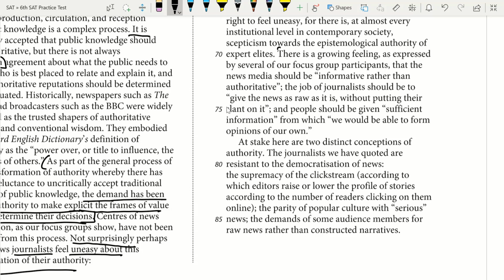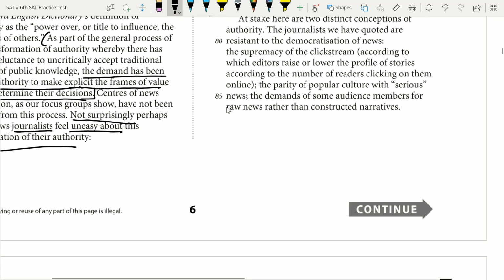Okay, there's a growing feeling, so starting in 70, a growing feeling as expressed by several focus group participants, the news media should be informative rather than authoritative, so just giving the facts. The job of journalists should be to give the news as raw as it is without putting their slant on it. People should be given sufficient information from which they can make their own opinions. So evidence for whatever my answer is going to be 70 to 77.